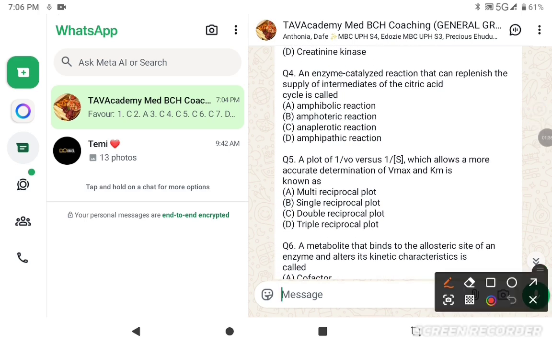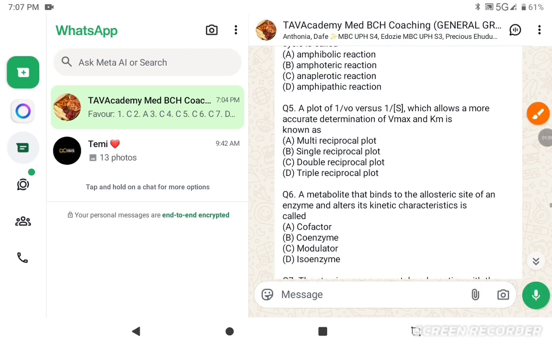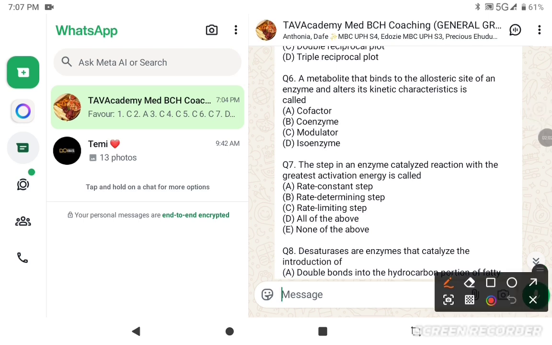Question 4 says, an enzyme catalyzed reaction that can replenish the supply of intermediates of TCA cycle is called an anaplerotic reaction. So that's the answer, option C. Question 5 says, a plot of 1 over V naught versus 1 over S. This is Lineweaver-Burk plot, and it's usually talking about double reciprocal plot. So that's option C for question 5. Then let's go to question 6 and 7 now. Question 6 says, a metabolite that binds to an allosteric site of an enzyme that alters its kinetic characteristics is called a modulator. So that's the answer to this.